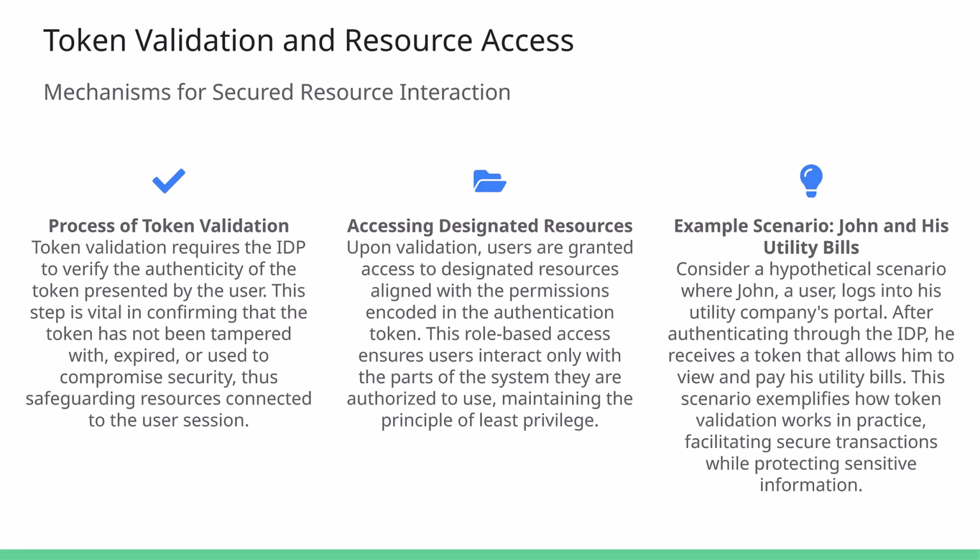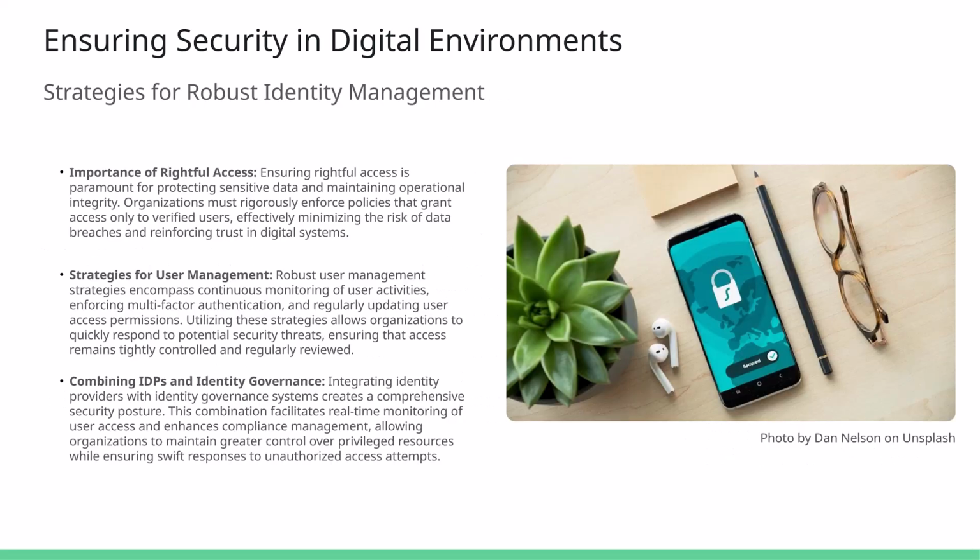Authentication through an IDP is a clear-cut process. Initially, a user seeks access, typically by inputting a username and password. The IDP then verifies the user against its database to ensure the credentials are correct, subsequently issuing a token to the user as proof of their authenticated status.